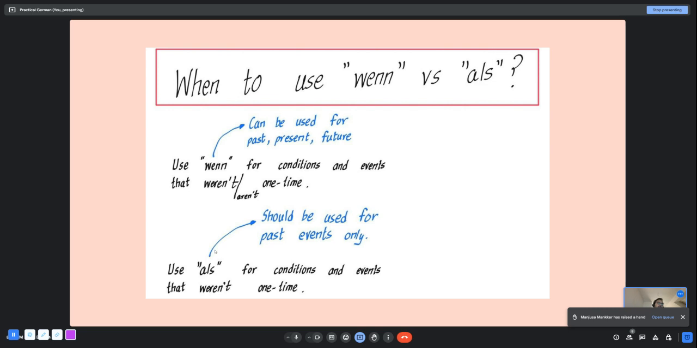Okay. Yeah, Manjusha, please ask. You have raised your hand. Als can be used for comparison also. Yeah, that is something else. For example, German is better than English: Deutsch ist besser als English. There als means something else. So the same word can have multiple meanings. Please ask if there are more questions.